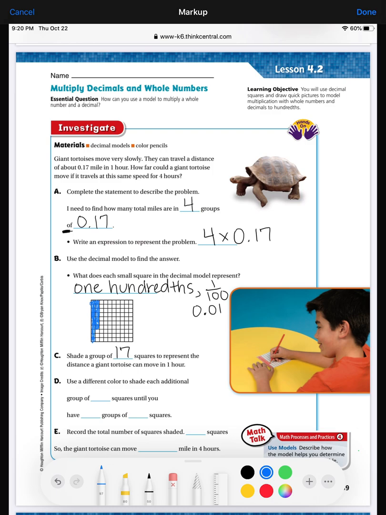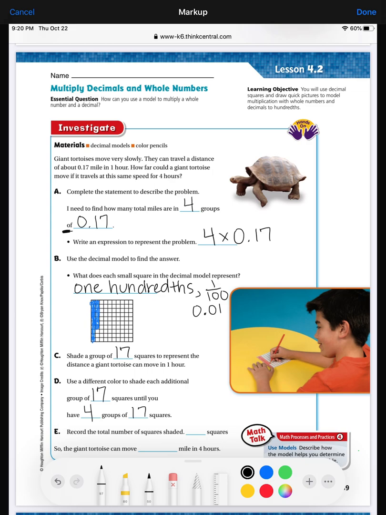So I shaded in 17 squares. Now it says to use a different color to shade each additional. If you don't have a different color, you can continue to use your pencil. Just don't press down as hard. Make it a little lighter so you can kind of tell, okay? So it says use a different color to shade each additional group of 17 squares. Let's fill this in until you have 4 groups of 17, just like we wrote up at the top.